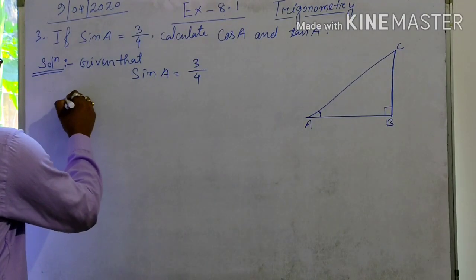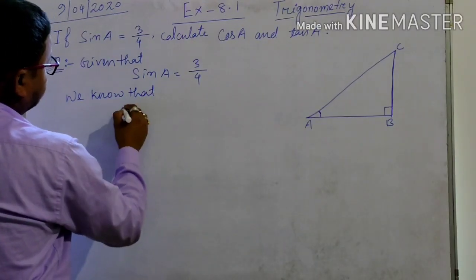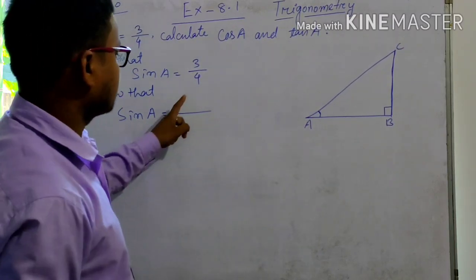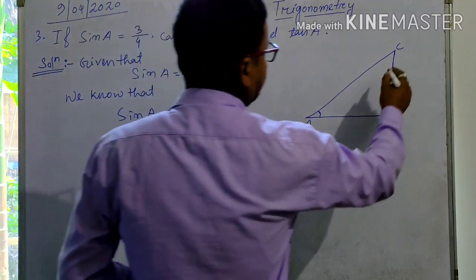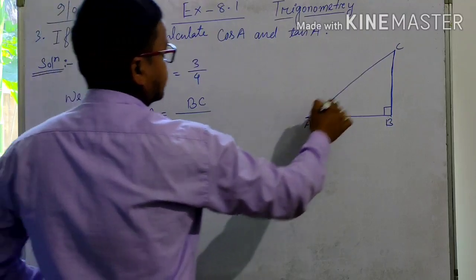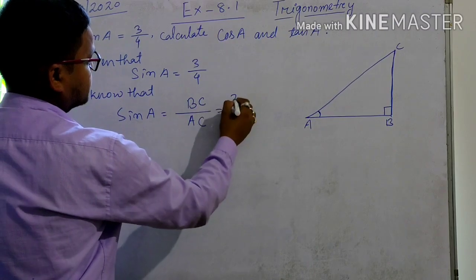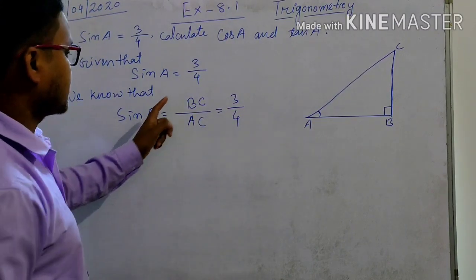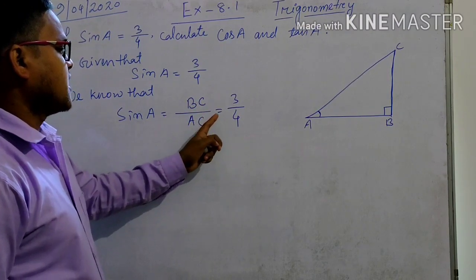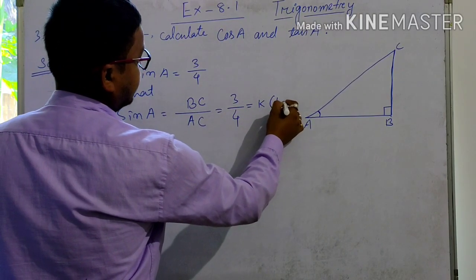We know the formula: sin A equals perpendicular by hypotenuse. So here the perpendicular is BC, and AC is the hypotenuse. This is equal to the given 3 by 4. So sin A equals BC by AC, perpendicular by hypotenuse, which is equal to 3 by 4. So you take here K.